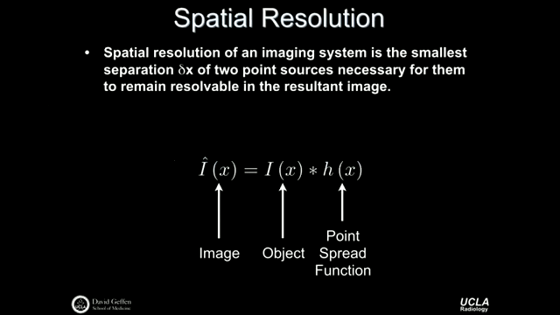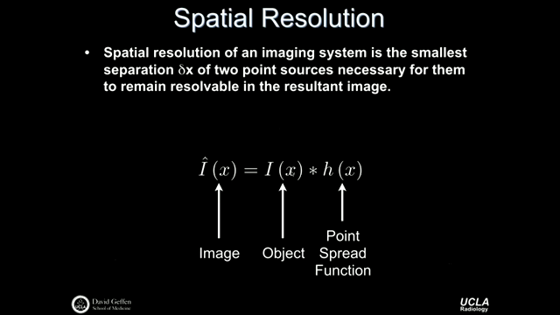All right, so let's think about how this ties into the actual spatial resolution of our imaging system. This is one definition, but the spatial resolution of the imaging system is the smallest separation delta x of two point sources necessary for them to remain resolvable in the resultant image. So we take for granted that we have some underlying object, and that object has infinite resolution, all the way down to the subatomic level, whatever.